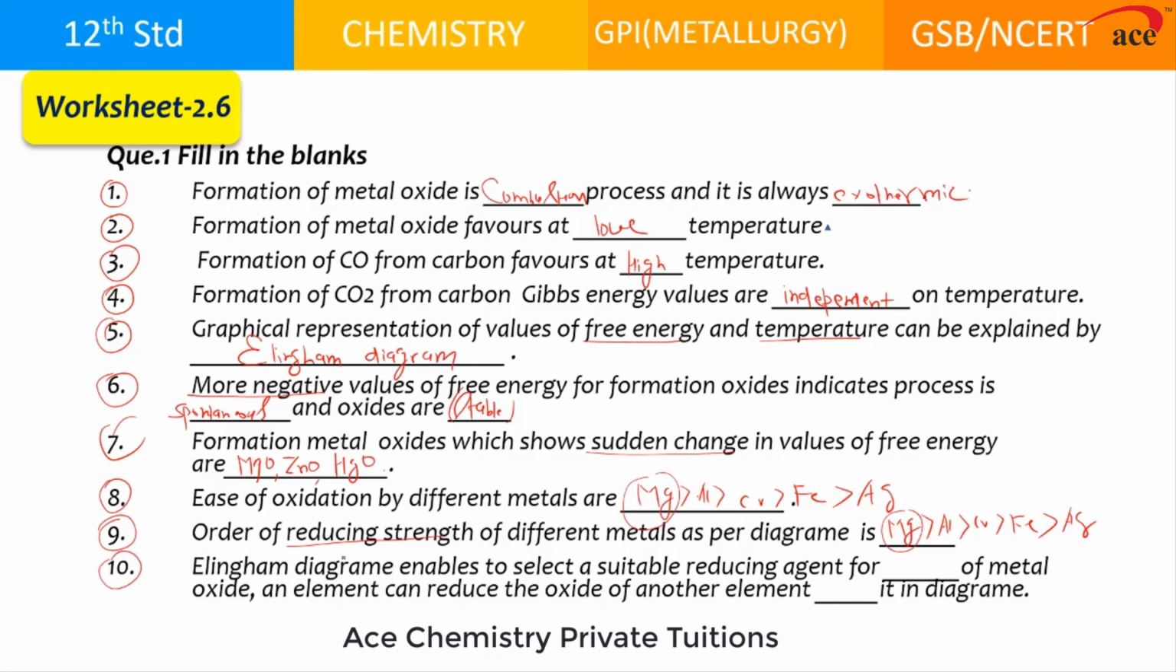Tenth, you will see, the Ellingham diagram enables us to select a suitable reducing agent for a dash of metal. Here the word should be what? Reduction of metal oxide. An element can reduce another element's oxide if it is above it in the diagram. So these are the simple questions that can be asked on the basis of the Ellingham diagram. I hope you understood this.